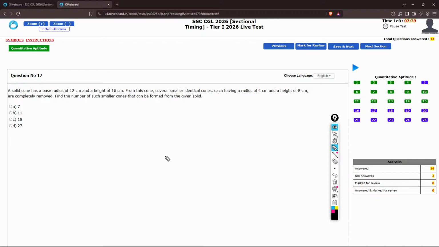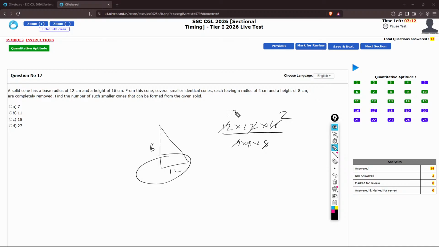A solid cone base 12, height 16. From the cone, several smaller identical cones, each having a radius 4 and height 8, are removed. Find the total number of small cones that can be taken from that, right? So 12 into 16 upon 4 into 4 into 8. So 2 here, 4, 4, 16. So 4, 4. So 3, 3, 2, 3, 3, 9, 2, 18.